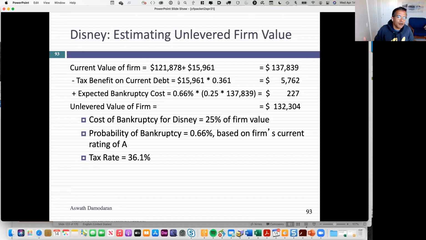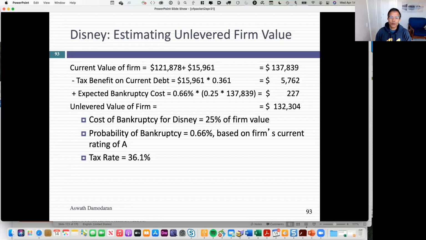After I've done it, I have no debt. Then if you ask me what's the expected bankruptcy cost, I'm going to give them a AAA rating because they have no debt. But while I'm doing this, I have to remember they do have 15.96 billion in debt. So in this part of the process, you will actually use their actual rating at the existing debt ratio to come up with the bankruptcy cost.